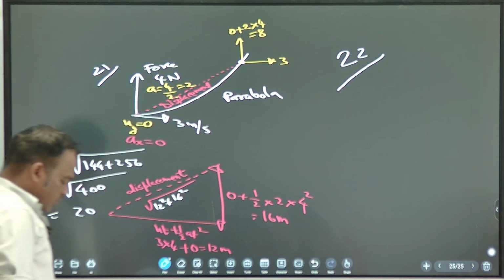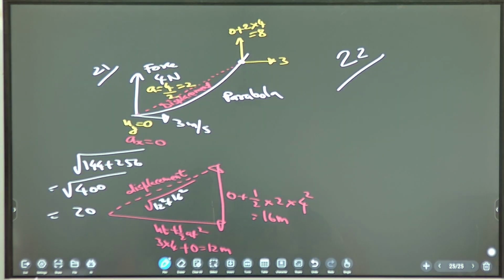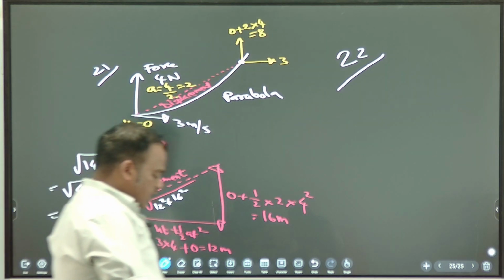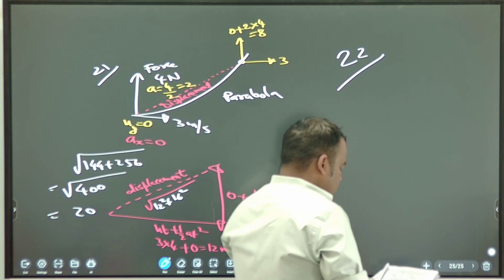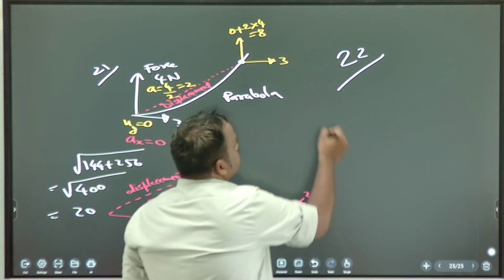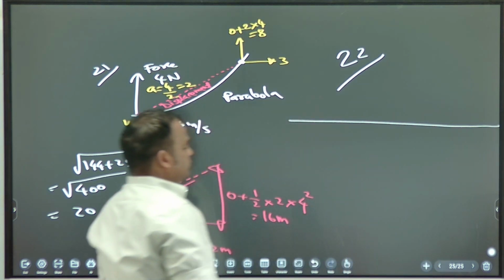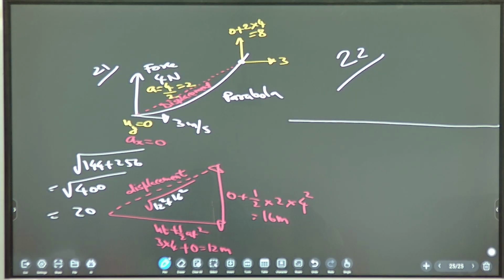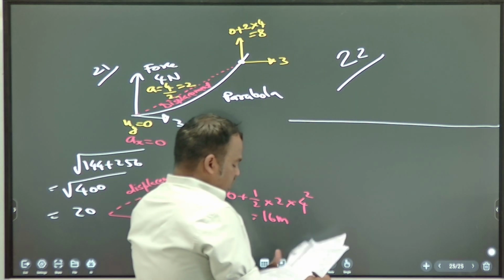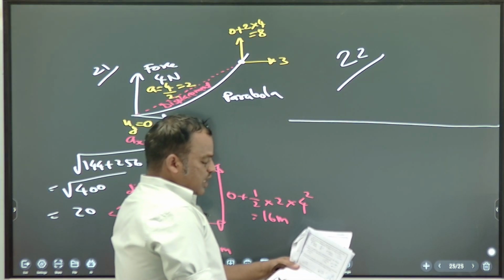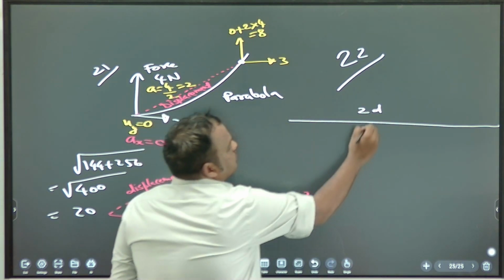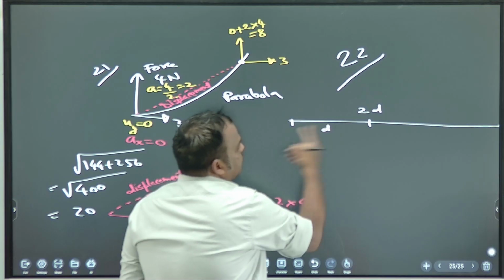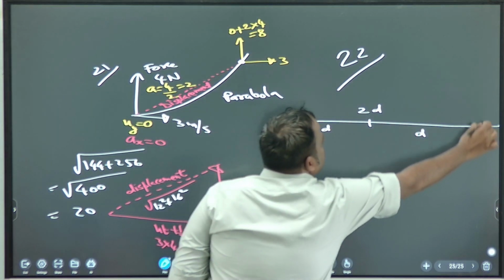Say 22. Particle moving in straight line covers half distance with 3. Other half distance is covered in 2 equal time intervals. Note down. 22. Particle moving in straight line covers half distance. So total distance you assume, what is the total distance? 2d. First half distance d, second half distance d.